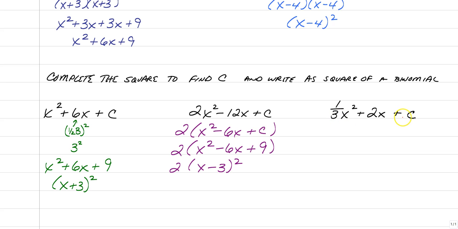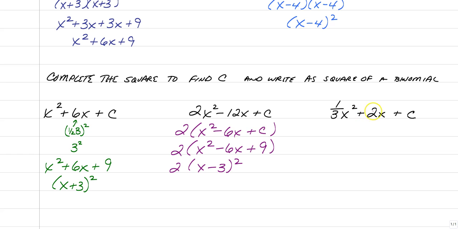Same thing, we're just going to find the c value, but we need to get rid of this 1/3. So remember, when you are factoring out a leading coefficient, you're dividing. So everyone wants to say that this is 2/3, but it's not. It's actually going to be 6 again.